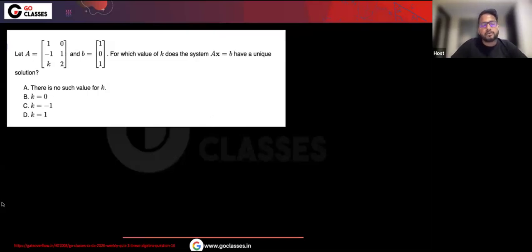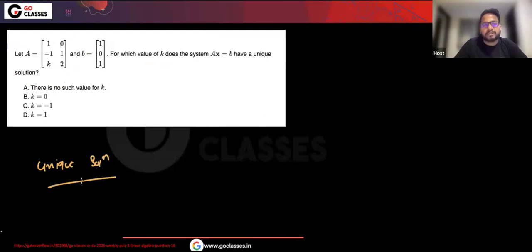Okay. So let's solve a few of the questions in this session. So let's start with this question. What this question is saying is, let A be this matrix and B be a column. For which values of k does AX equal to B have a unique solution? So they want to have a unique solution, right?